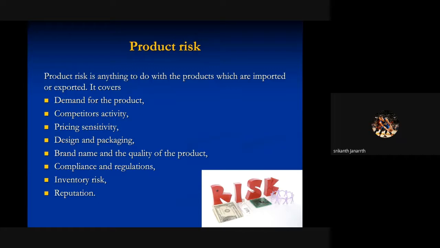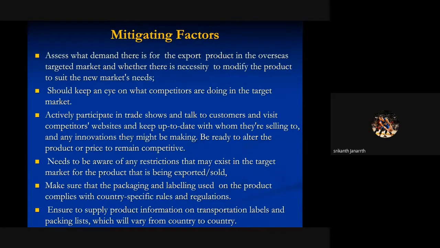So these are the factors that you need to be aware of. If you know what the product is associated with, what kind of mitigating factor is there? Now for each and every risk we have a mitigating factor. Possibly this mitigating factor will allow you to eliminate certain risks or reduce the risk. So here is the mitigating factor with regard to the product. You need to assess what demand there is for the export product in the overseas targeted market.